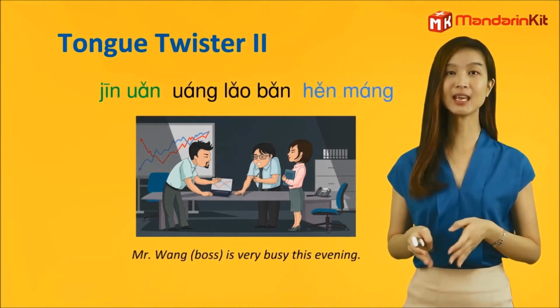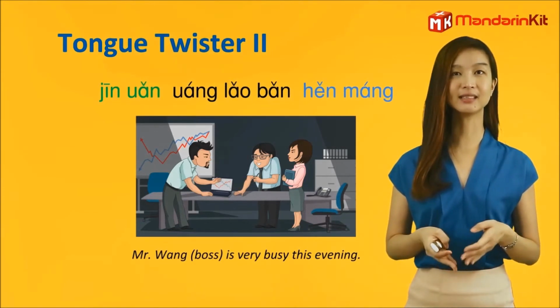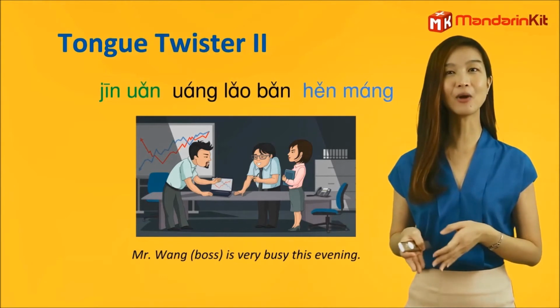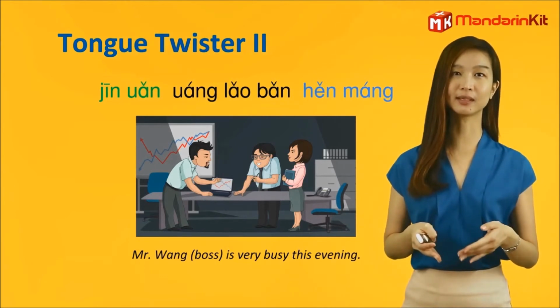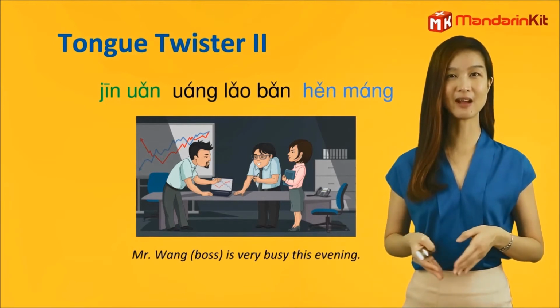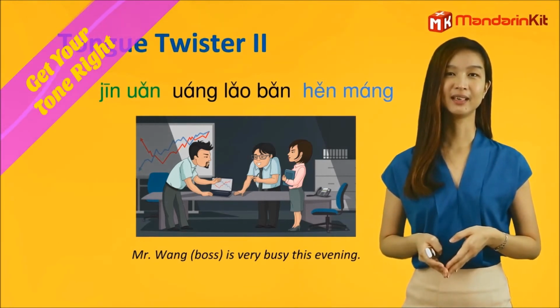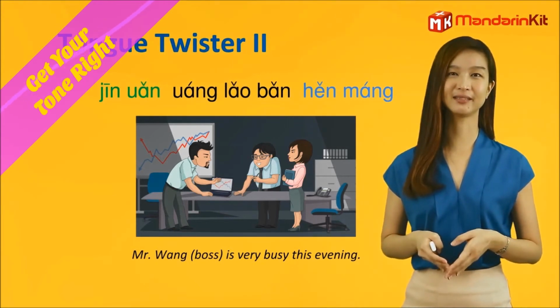今晚 means today evening or tonight. 老板 is the boss, and 王老板 means the boss with the surname of 王. 很 means very, and 忙 is busy. Now let's practice the tongue twister.